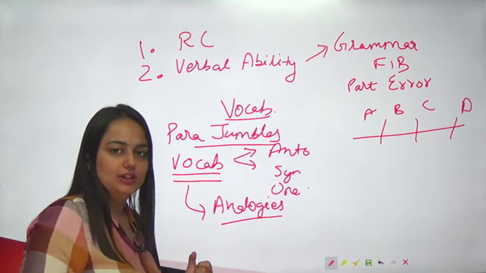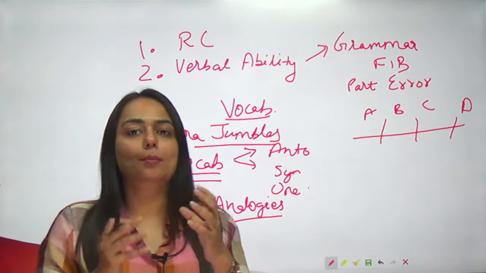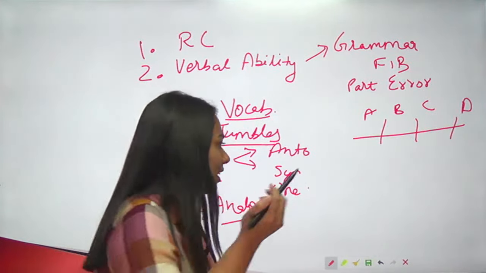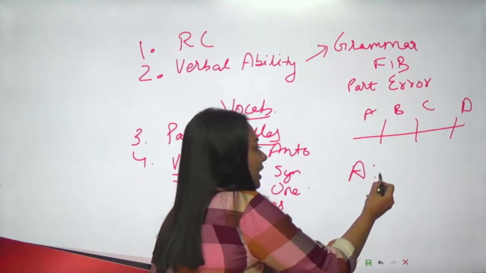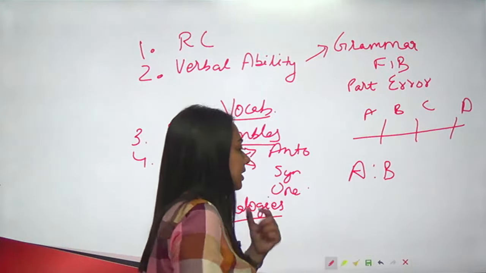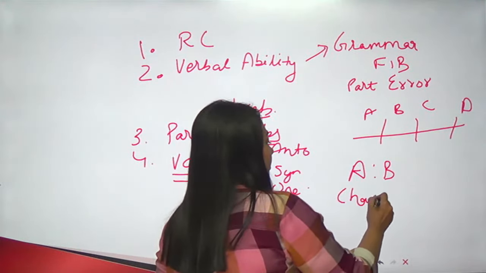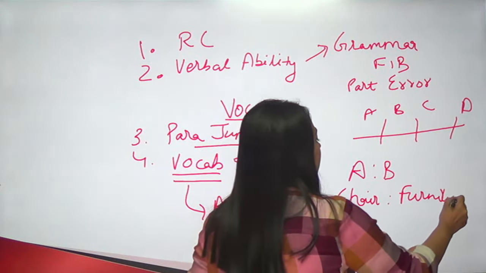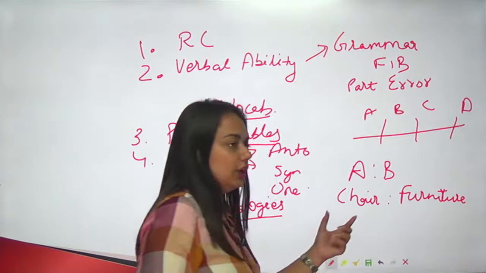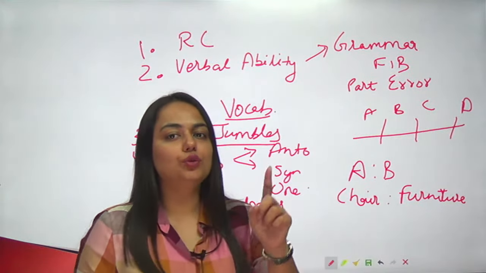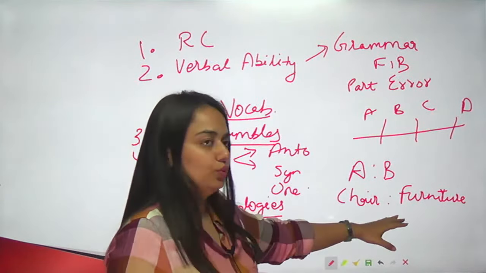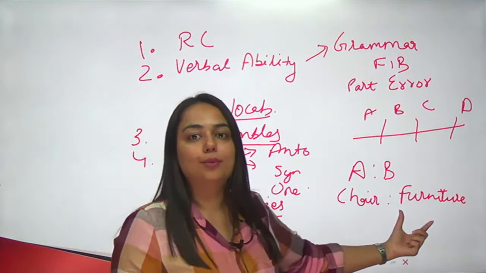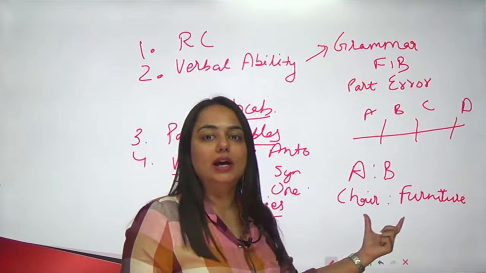What are analogies? In analogies, we draw comparison and try to find out similarity between two things. So in a question, you will be given A is to B, for example, chair is to furniture. You have to decode the relationship between the two. So what is that relationship? It will be A is a type of B. Chair is a type of furniture.